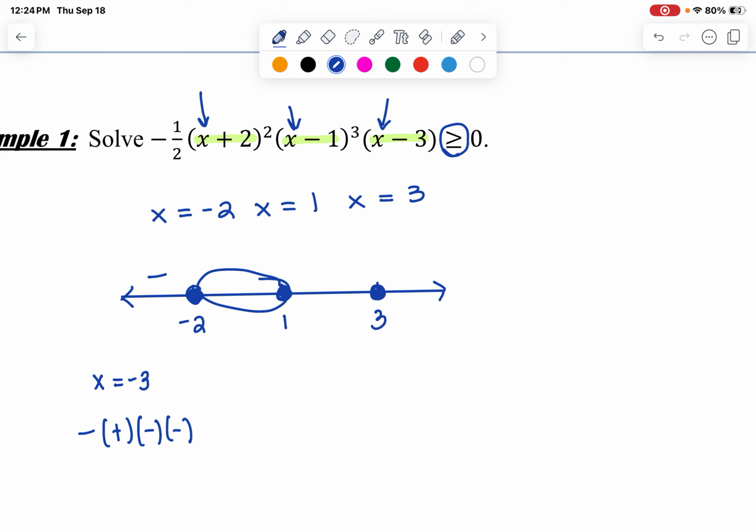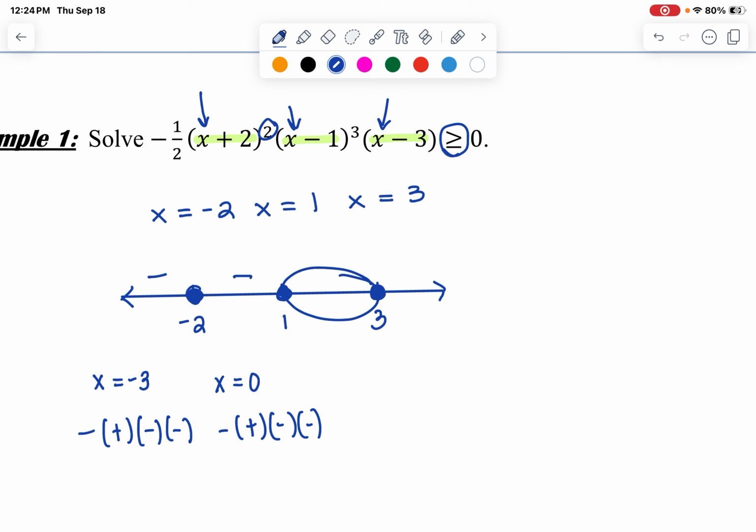Now I'm going to test values in here, so I'm going to do x equals 0, okay? So plugging in 0, I still get that -1/2 no matter what when I start, so that's negative. And I'm going to plug in 0 in those 3 places again, okay? So plugging 0 in here, this is something squared, so I always get a positive no matter what. 0 minus 1 is -1. -1 cubed is negative. 0 minus 3 is negative. So once again, negative times a positive times a negative times a negative is negative. Those values are less than 0, not included in my solutions.